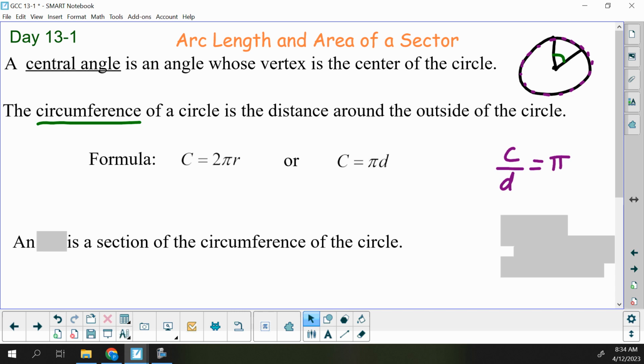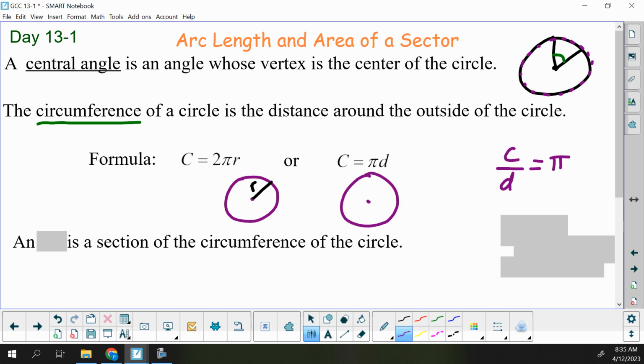Now just radius and diameter to make sure we're solid with those. Your center to any point on the circle, that's your radius. And in a circle, any segment that goes through the center and has endpoints on the circle, that would be a diameter. And the diameter is always twice the length of the radius.